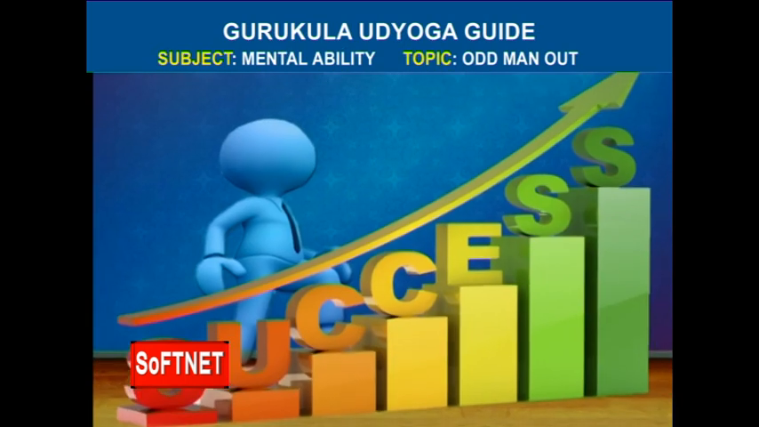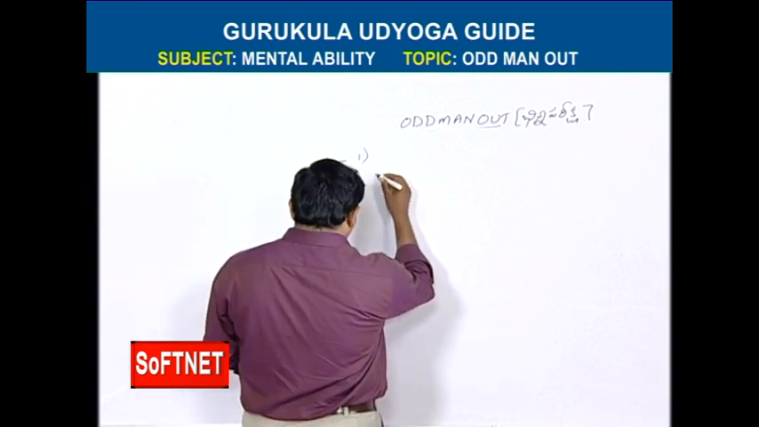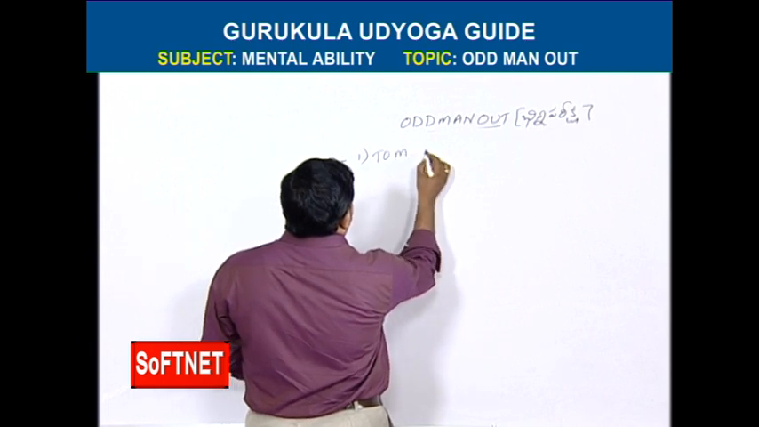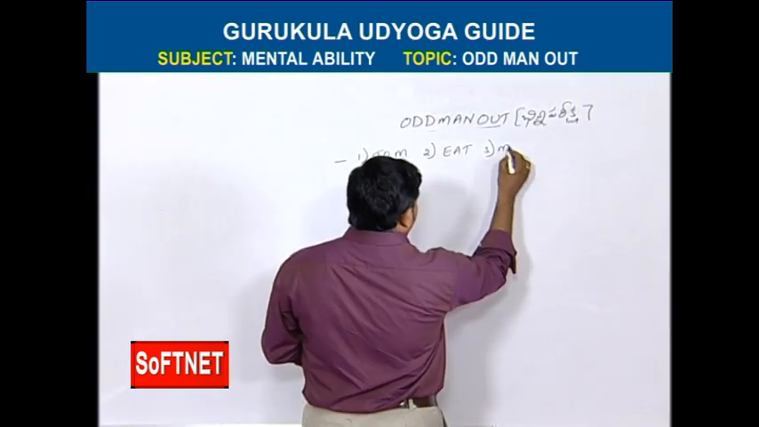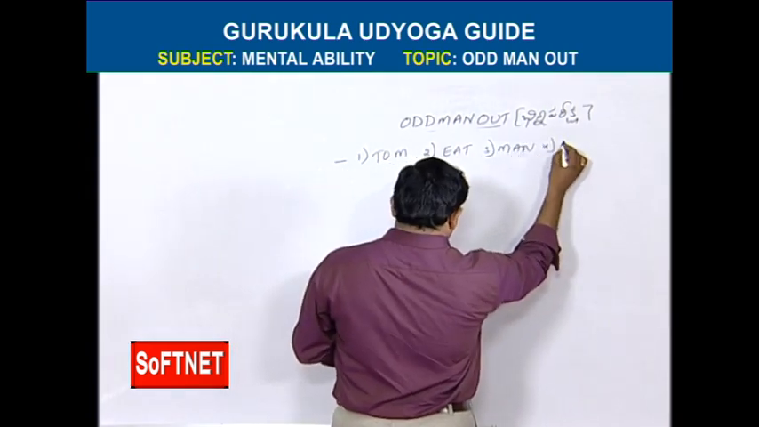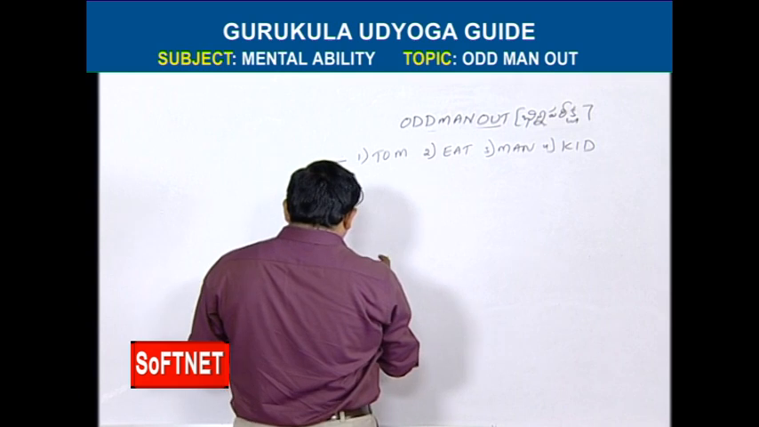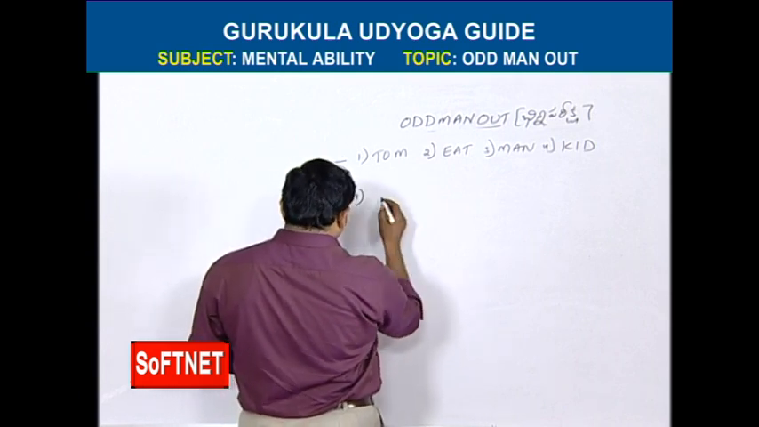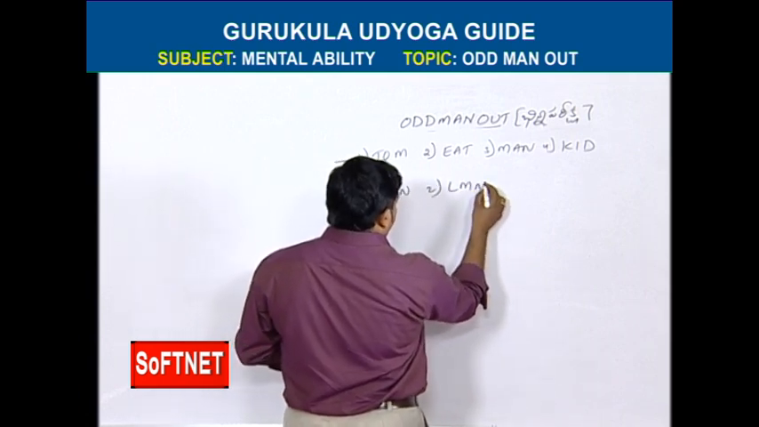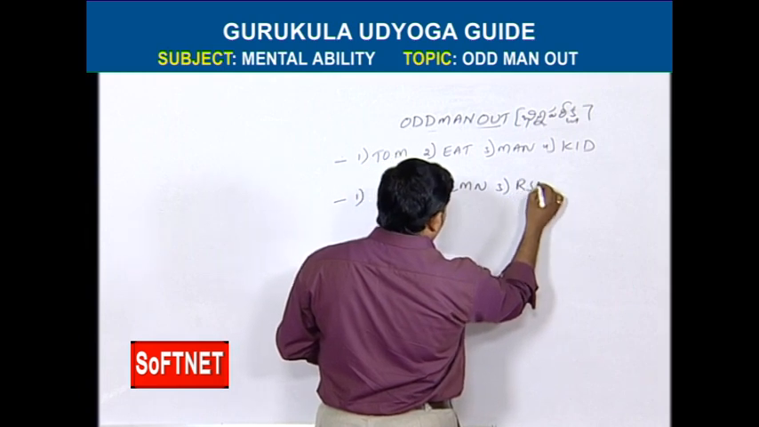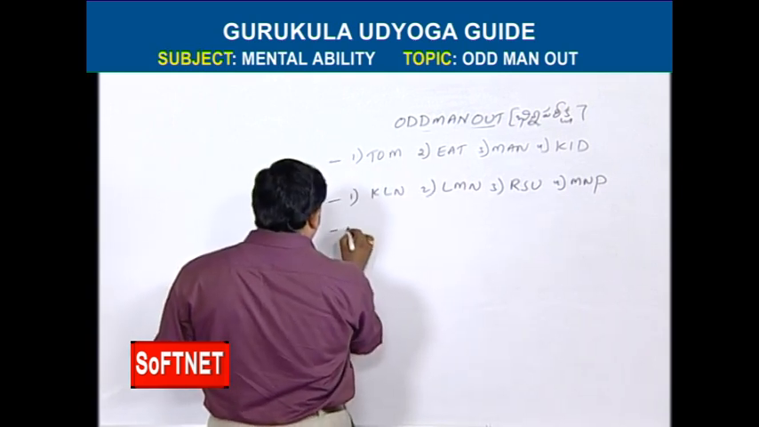We will take some other models. Now let us take some other models regarding letter odd man out. The first option given is TOM. Second option is EAT. Third option is MAN. Fourth option is KID. In next question, first option is KLN. Second option is LMN. Third option is RSU. Fourth option is MNP.